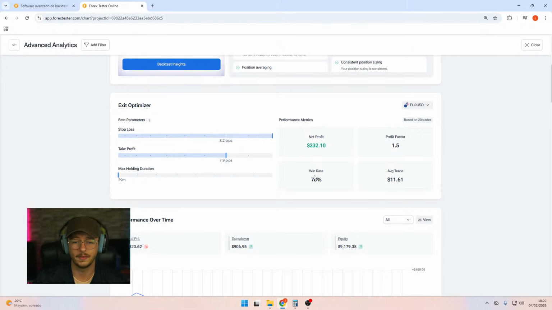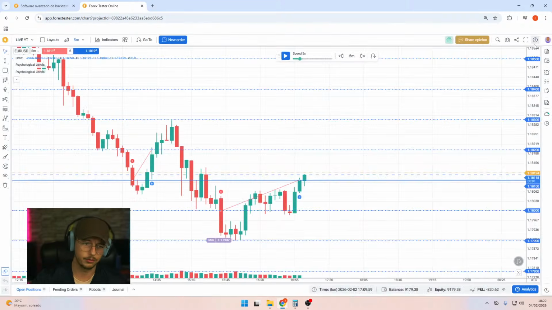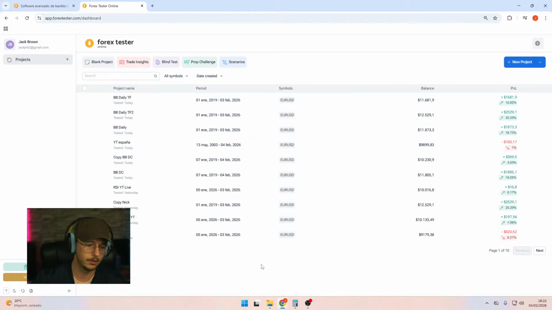And this is saying that I'm going to get a 70% win rate with a profit factor of 1.5. So to be honest, if this actually makes this trading strategy profitable, it's a win. So let's go and check out the other backtest. I will record it down here.